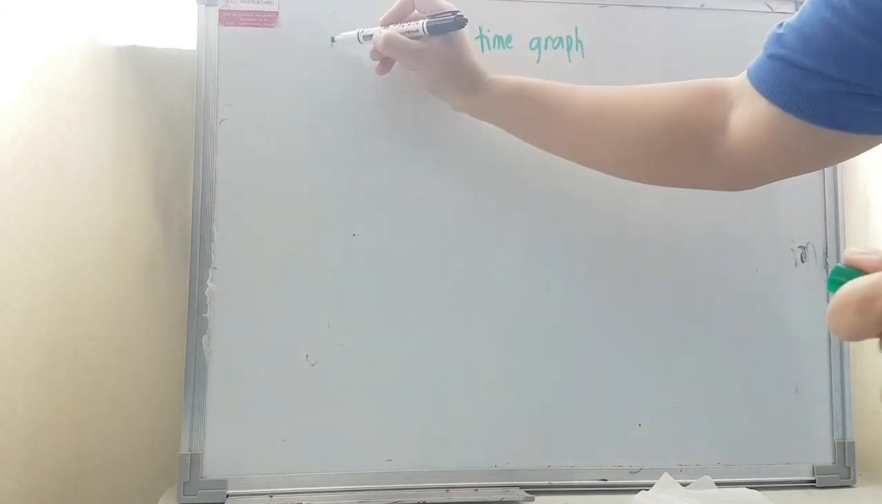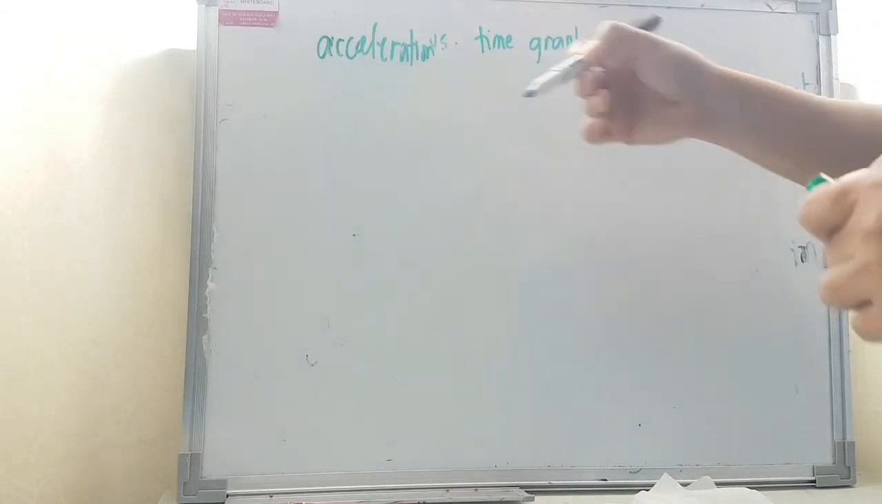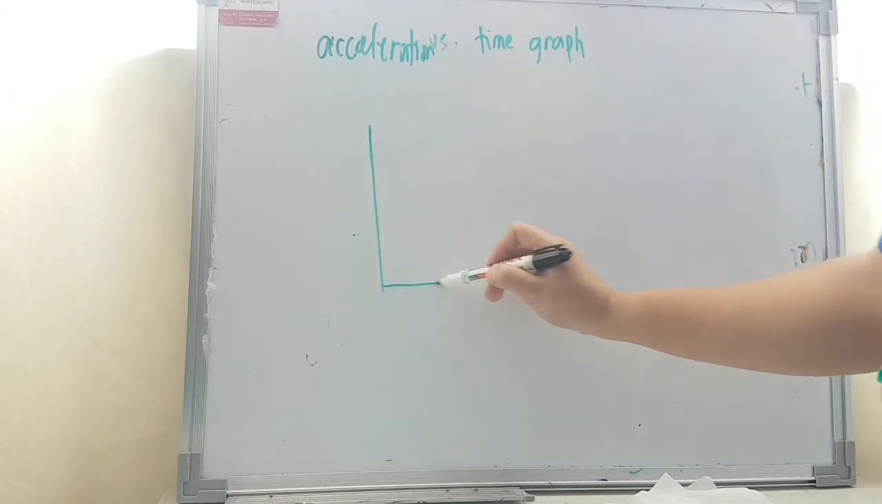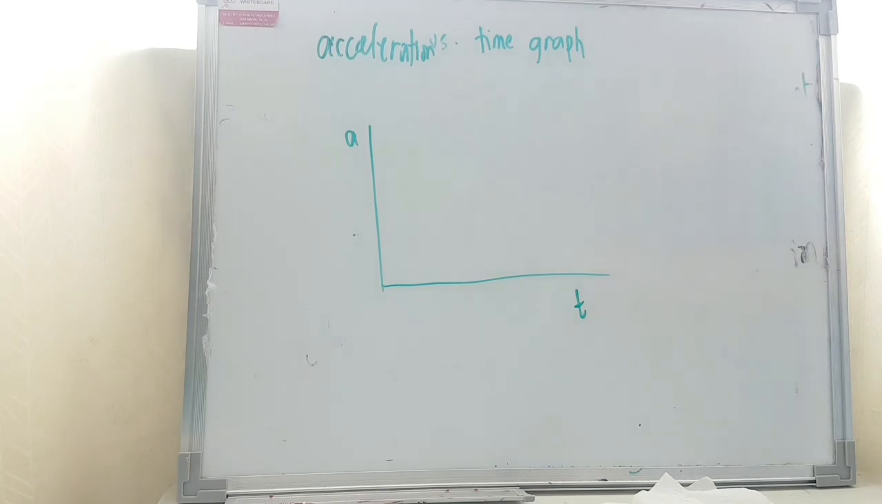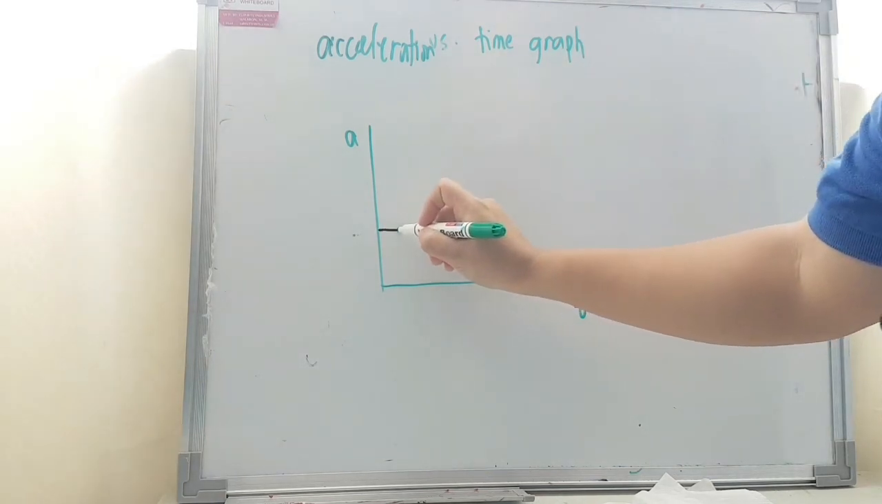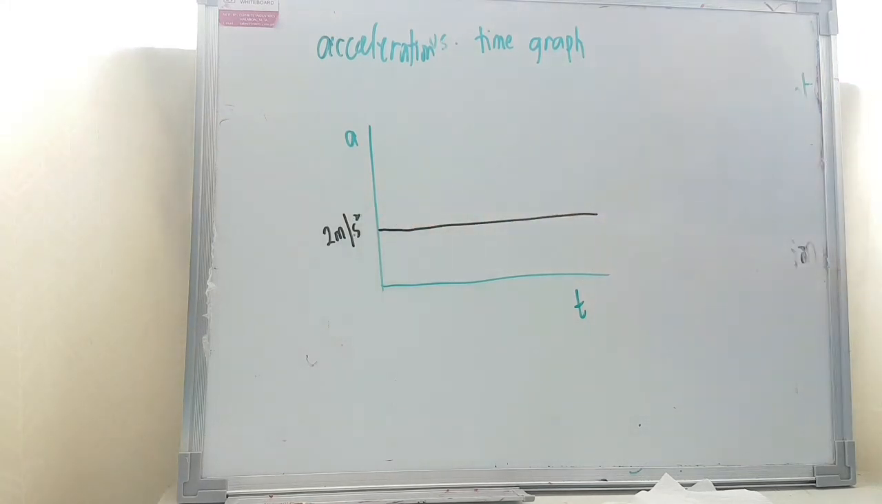Okay, another graph that we can present is acceleration. If we have acceleration versus time here, since we are dealing with uniformly accelerated motion of the objects, what do you think will be the graph? Alright, the graph will just be a straight line. For example, this one, 2 meters per second squared. So the acceleration is constant.